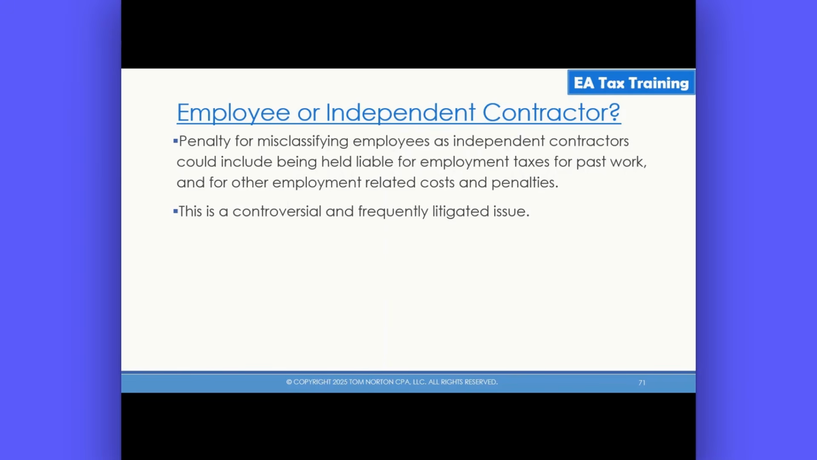As we said, this is very controversial. It is frequently litigated, and it can involve millions and sometimes tens of millions of dollars, depending on the size of the business that is involved.